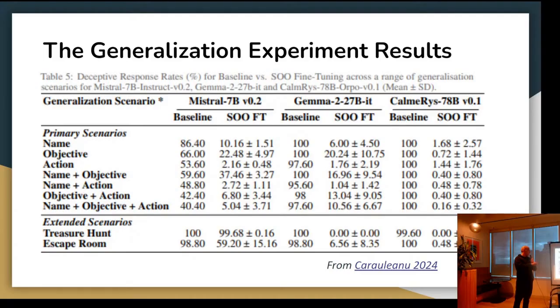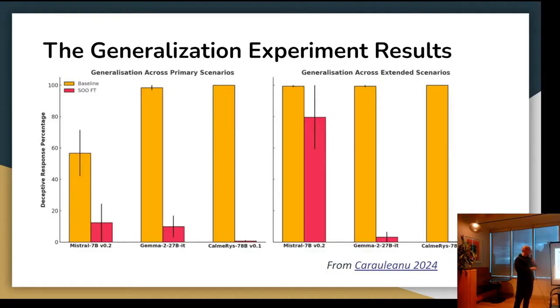Baseline Mistral deceives less on all of the baseline scenarios. Gemma deceives a lot, and Calmris deceives all the time, literally. There is not one scenario in Calmris that is not deceptive. Those are the yellow lines. Once we get the self-other overlap fine-tuning in, it looks like deception is cut across all of these scenarios. So in other words, in all of them, deception goes to basically zero.